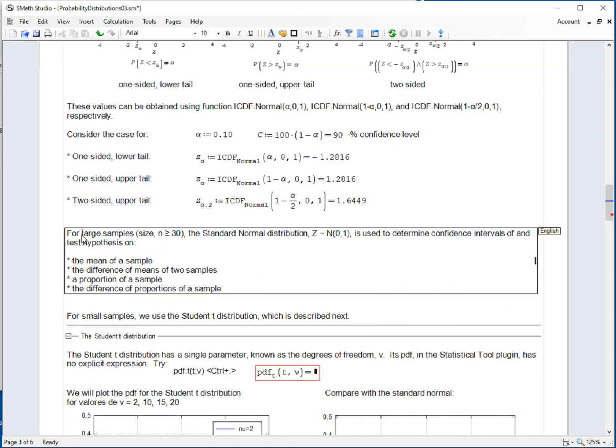This applies, as I mentioned before, to large samples, n greater than or equal to 30, and can be used for determining confidence intervals or for hypothesis testing on the mean of a sample, the difference of means of two samples, a proportion of a sample, and the difference of proportions of a sample.